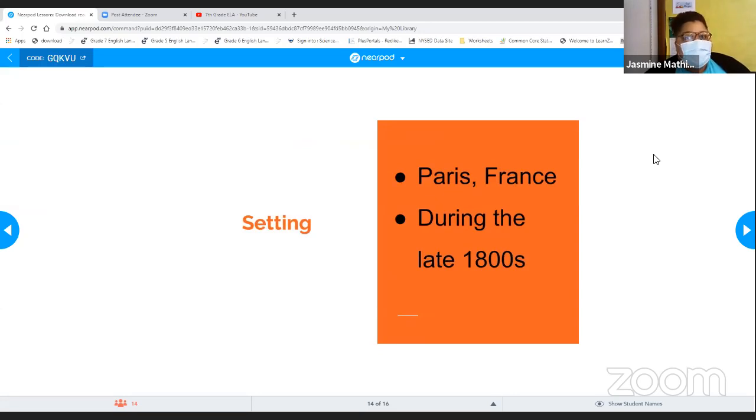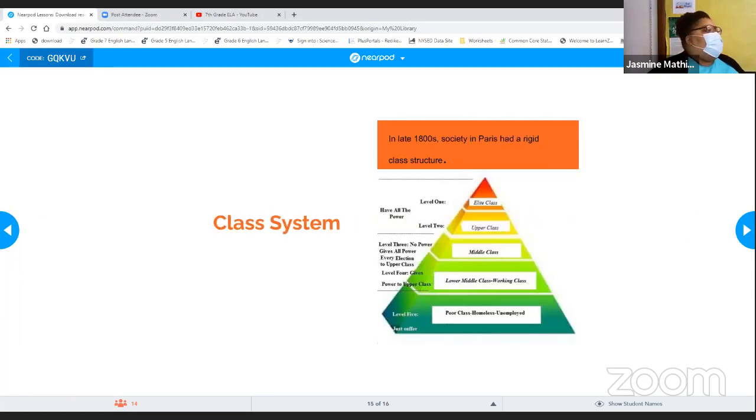So the setting of The Necklace happens to be Paris. So it's located in France during the late 1800s. And one thing you need to know before reading this is that they had a class system back then. Are you guys familiar with the class system? Because we kind of have one in the US today, but it was a different type of social stratification back then. Anyone want to share out loud? You can unmute, I'll mute so that you can unmute. The class system, what is it? Go ahead, I'll mute so that you can unmute.